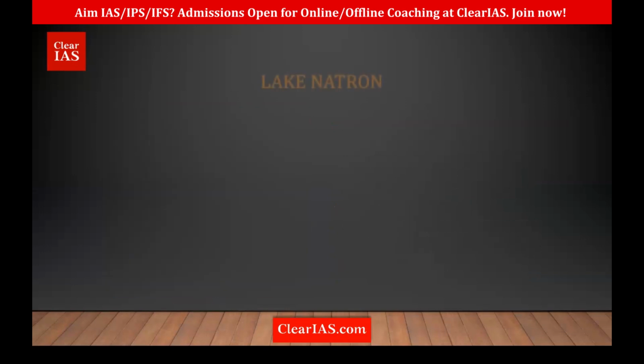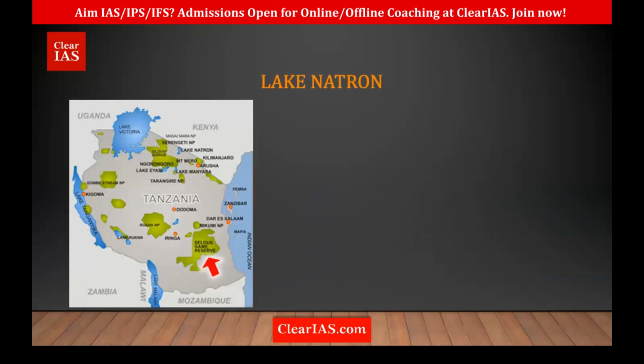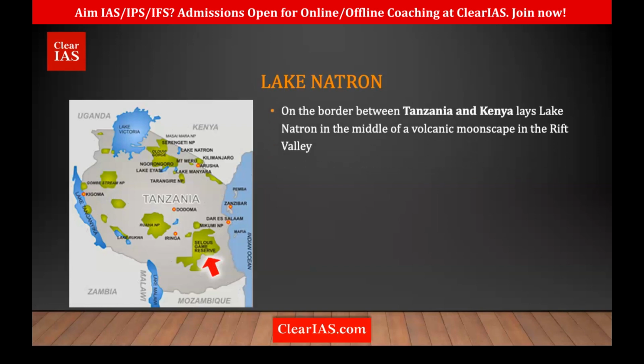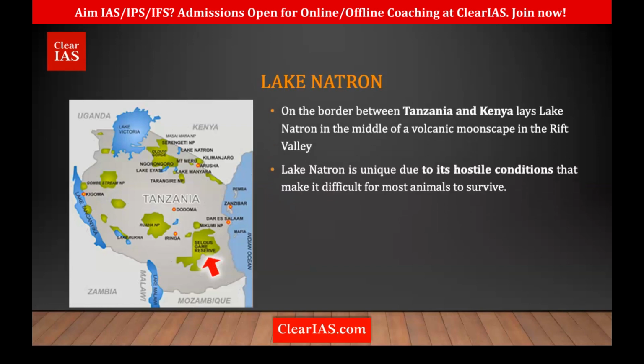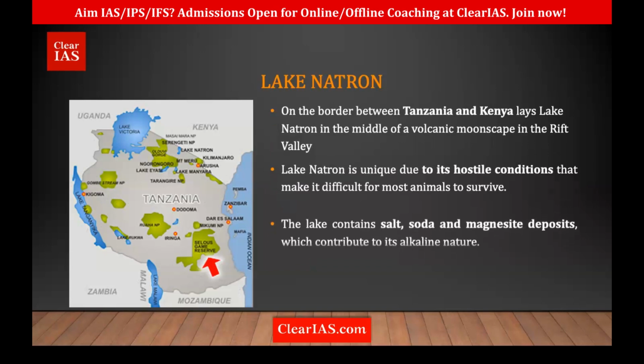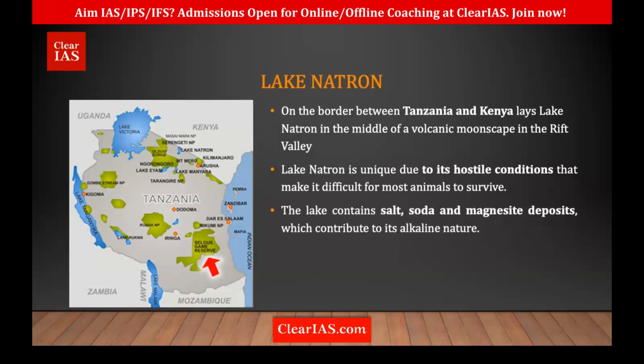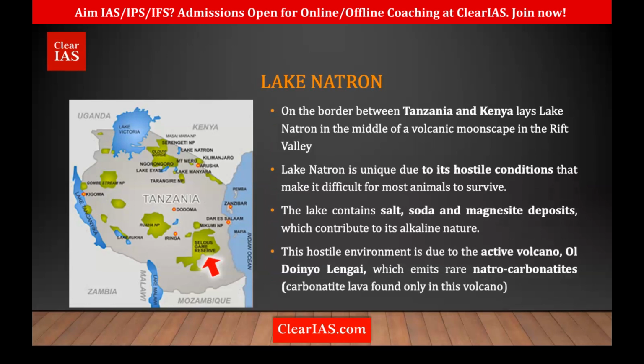One more thing, Lake Natron. I forgot that. Where is it? It's between Tanzania and Kenya. It's actually in Tanzania itself, but along the border. There's a volcano next to it, and because of that, there are hostile conditions around it. All the salt, soda, and magnesium deposits are there because of this volcano, Ol Doinyo Lengai. An interesting fact is that there is something called natrocarbonatite. It's easy to remember: Lake Natron, natrocarbonatite. Next to Lake Natron there is the natrocarbonatite volcano, and remember, it's only found here.